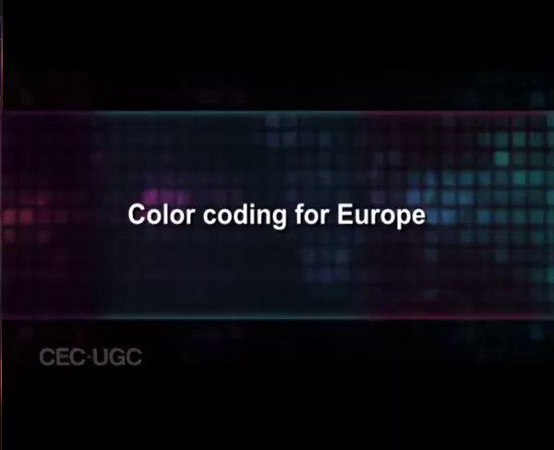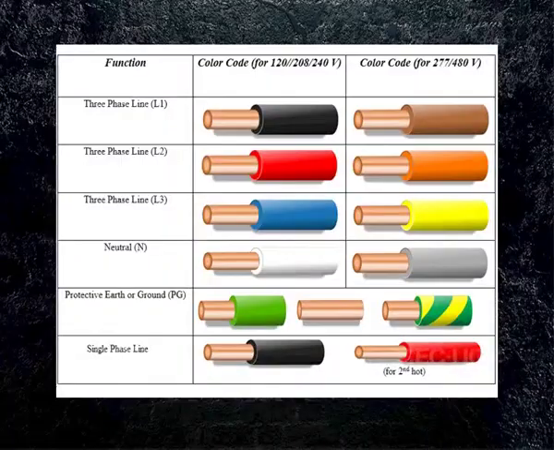Color coding for Europe. The green or yellow wire is connected to the terminal marked E, that is earth. The brown wire is connected to the terminal marked L, that is live, and the blue wire is connected to the terminal marked N, that is neutral.